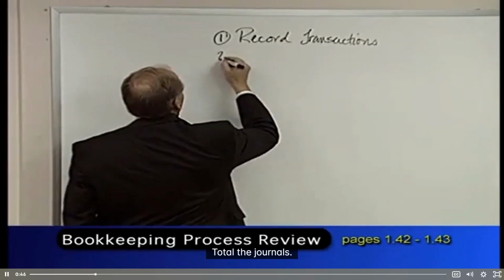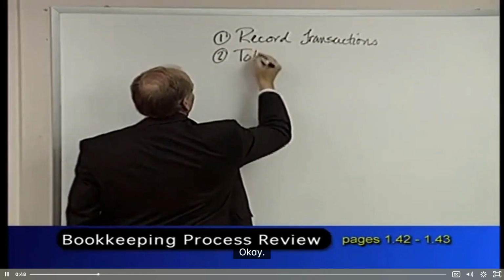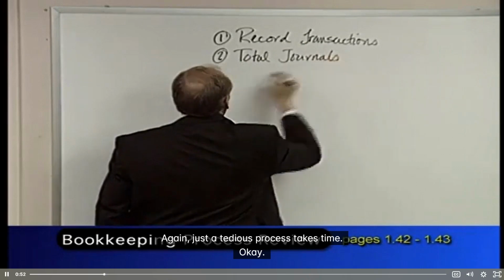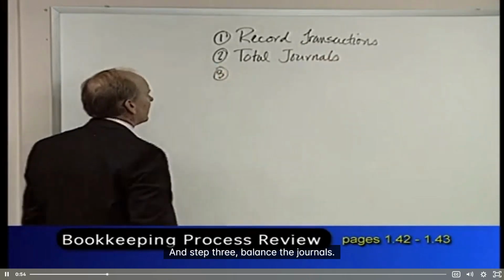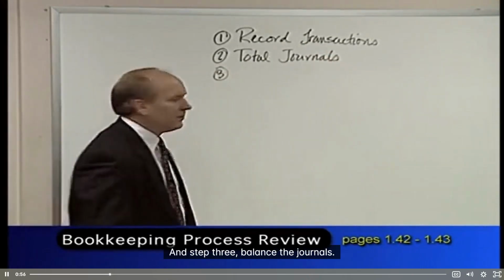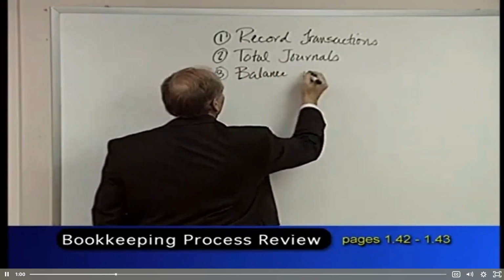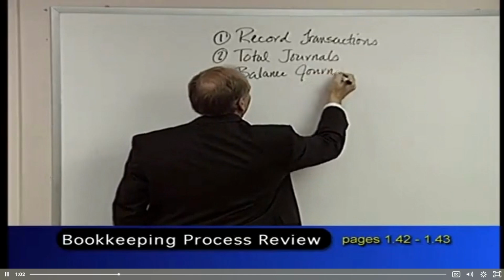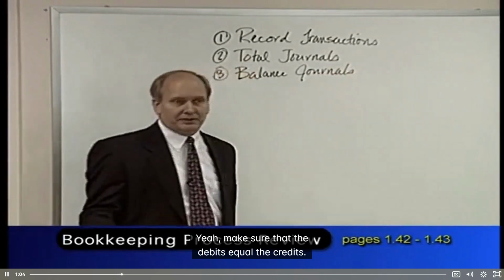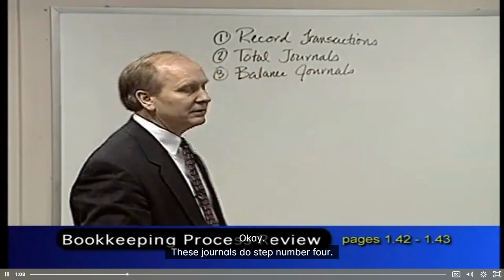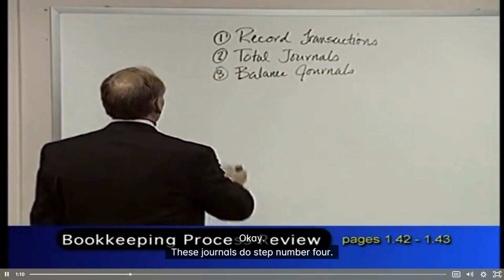Total the journals. Okay? Again, just a tedious process, takes time. Not difficult to do. And step 3? Balance the journals, which means what? Yeah, make sure that the debits equal the credits. And again, I'll just confirm they do balance. These journals do.